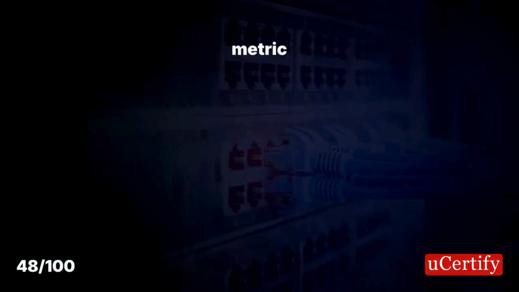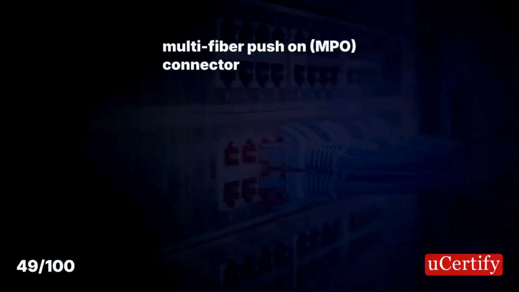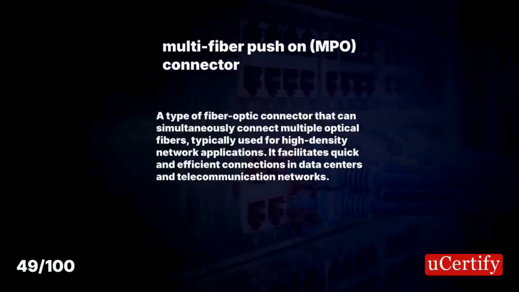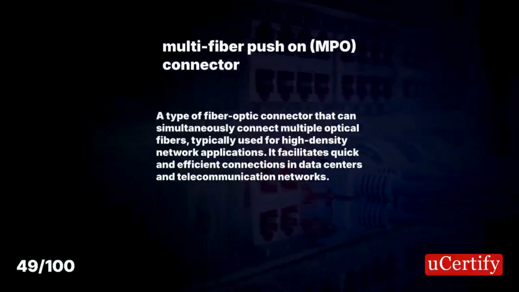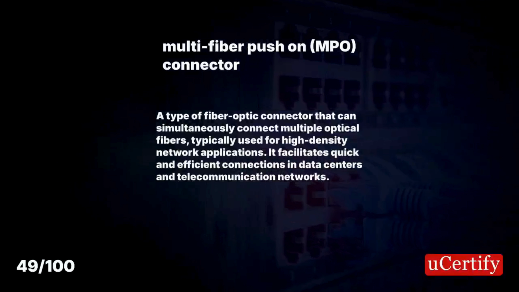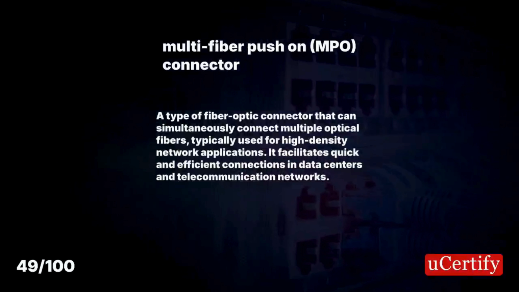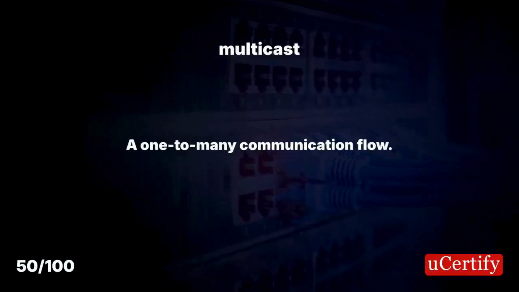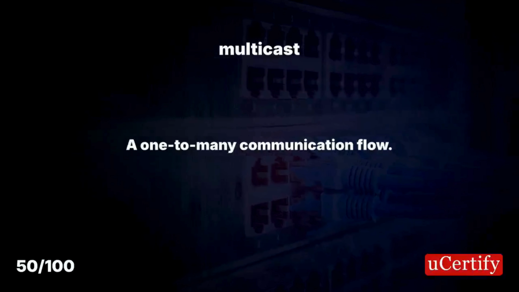Term: metric. Definition: a value assigned to a route. Lower metrics are preferred over higher metrics. Term: multi-fiber push-on, MPO, connector. Definition: a type of fiber optic connector that can simultaneously connect multiple optical fibers, typically used for high-density network applications. It facilitates quick and efficient connections in data centers and telecommunication networks. Term: multicast. Definition: a one-to-many communication flow.